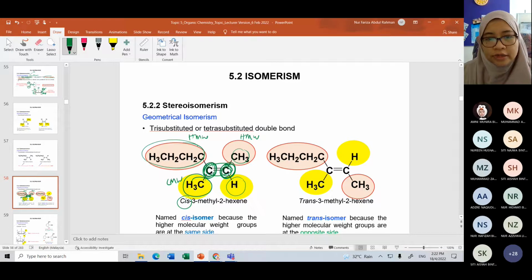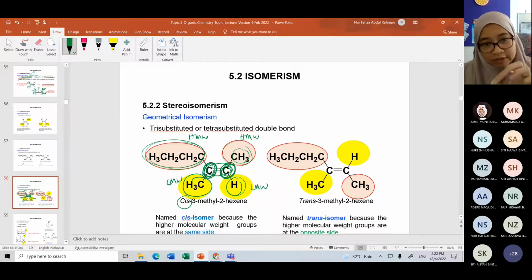Okay, all right. So this one is lower molecular weight. That is how you compare the molecular weight. Don't compare based on different carbons. Don't say this is high molecular weight and this is low molecular weight. That is wrong. You are going to focus on each carbon one at a time.